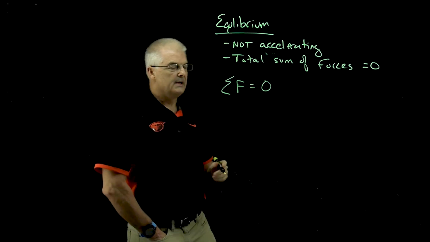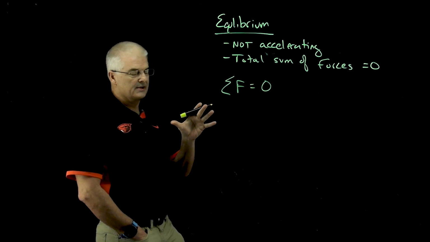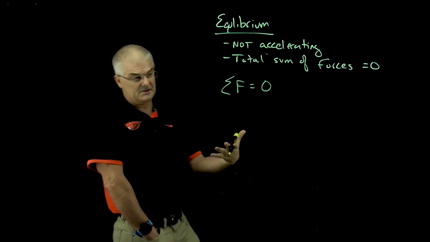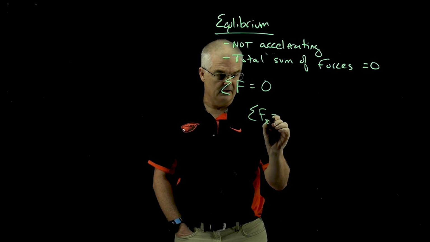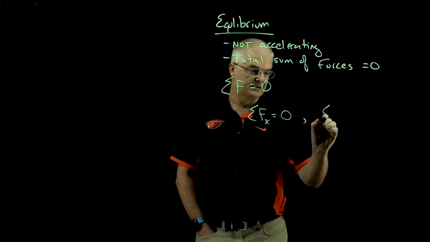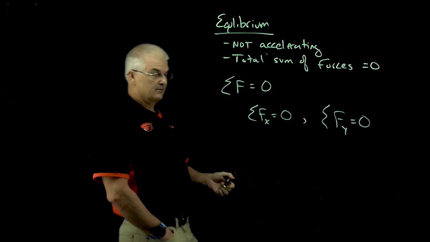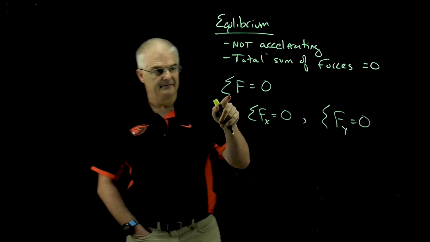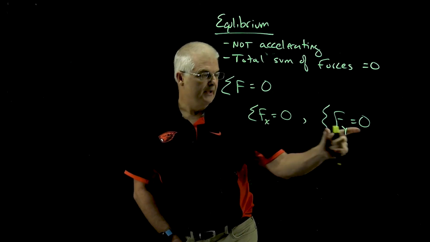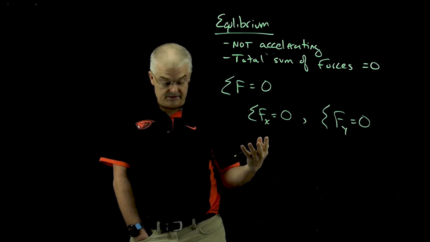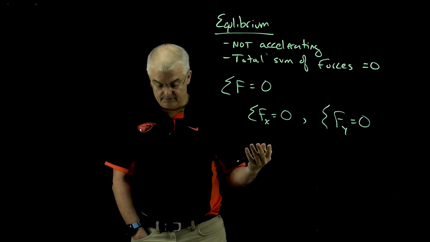Now, when you're doing these problems, you're going to discover it's much easier to not just think of the total sum of the forces as 0, but that the sum of the forces in the x direction is equal to 0, and the sum of the forces in the y direction is equal to 0, and the z direction, if you really want to get there. Remember, this big funny-looking E means sum of, because you're going to want to break it down into both the x's and the y's when you're solving these equilibrium problems.